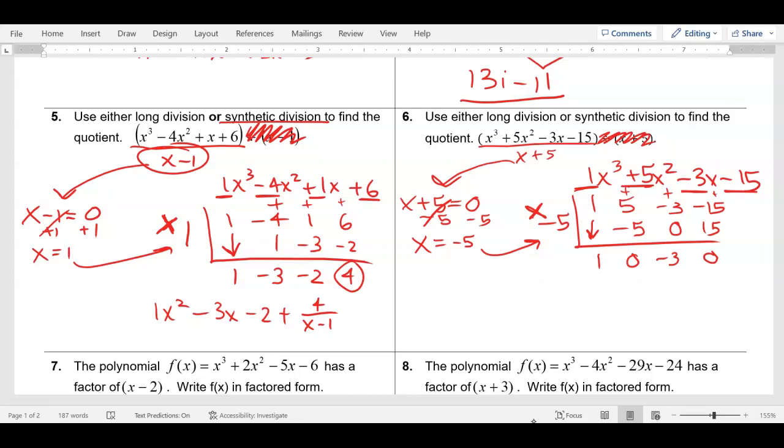Okay? So the highest power is 3. This is now going to be take away 1. So 1x squared plus 0x. Okay, I don't have to write 0x. So don't write that. And then minus 3. And then I don't have to put the remainder. If the remainder is 0, then you're done. Okay, you don't have to put 0 over x plus 5. So that's it.